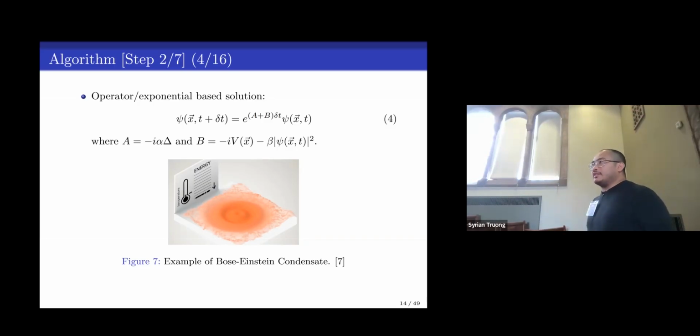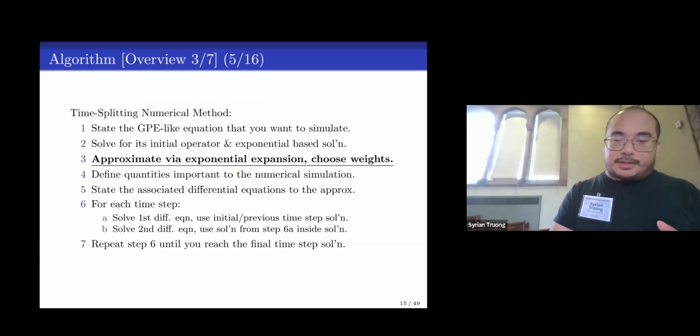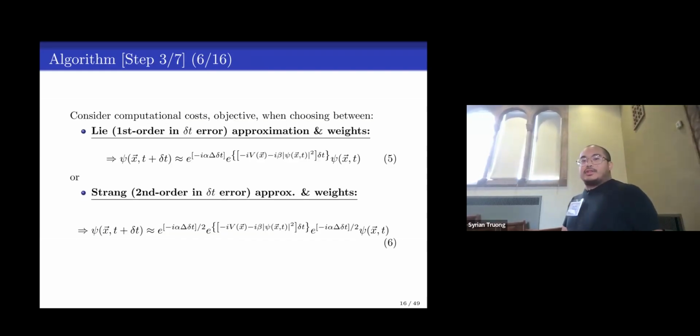Here's where we kind of separate the two, or start to separate the two between the Laplacian term differential equation and the potential and nonlinear term differential equation. All right, then we approximate via the exponential expansion and choose the weights. So here's where you start to consider computational costs of what your objective is when you're choosing between these two different methods for Lie or Strang approximation.